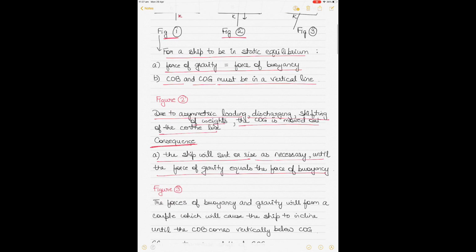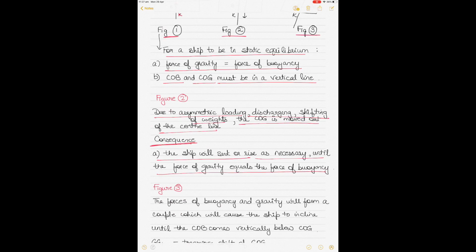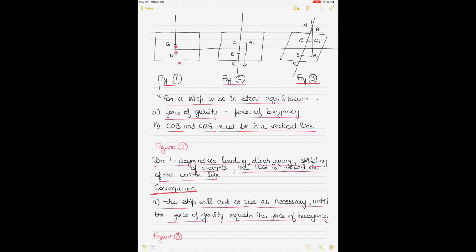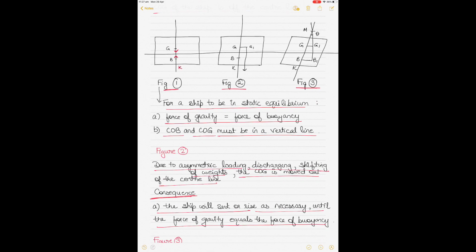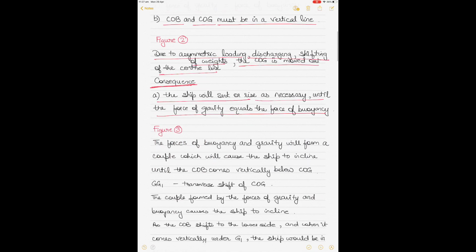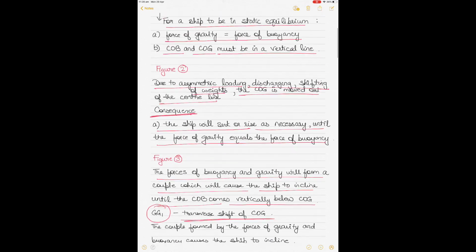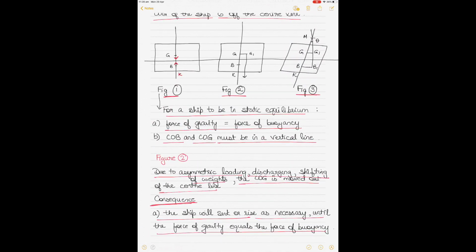But it also means, as shown in figure 3, that there is a transverse inclination of the vessel. The forces of buoyancy and gravity will form a couple which will cause the ship to incline until the center of buoyancy comes vertically below the center of gravity. In this case, GG1 becomes the transverse shift of the center of gravity, as you can see above.